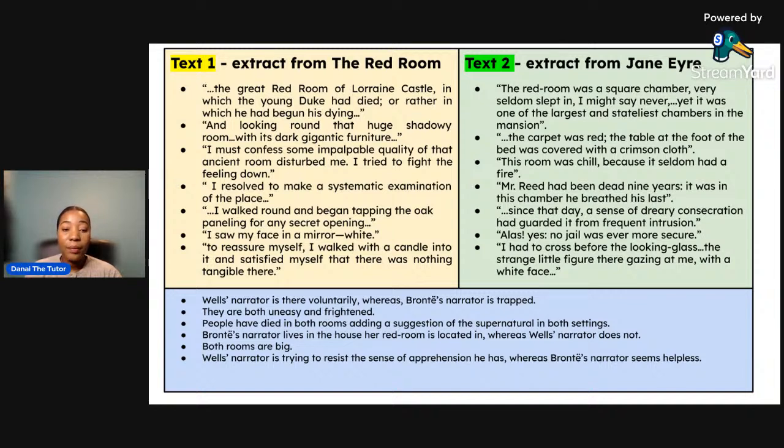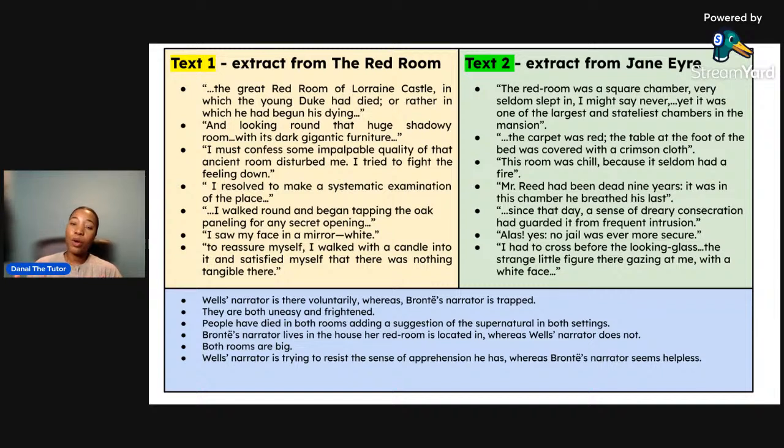Bullet point 3: people have died in both rooms, adding a suggestion of the supernatural in both settings. Next bullet point: Bronte's narrator lives in the house her red room is located in, whereas Wells's narrator does not. Okay, so she's very familiar with the day-to-day activity around the room.